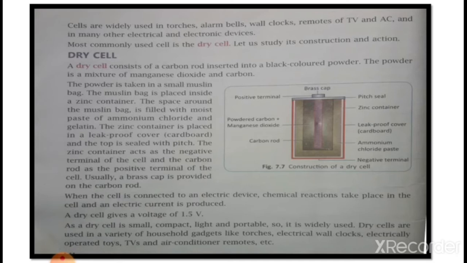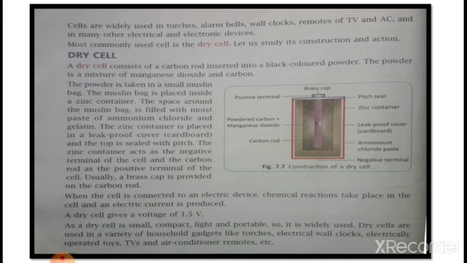So dry cell. A dry cell consists of a carbon rod inserted into a black colored powder. The powder is the mixture of manganese dioxide and carbon. The powder is taken in a small muslin bag. The muslin bag is placed inside a zinc container. The space around the muslin bag is filled with the moist paste of ammonium chloride and gelatin. The zinc container is placed in a leak-proof cover or a cardboard, and the top is sealed with pitch.